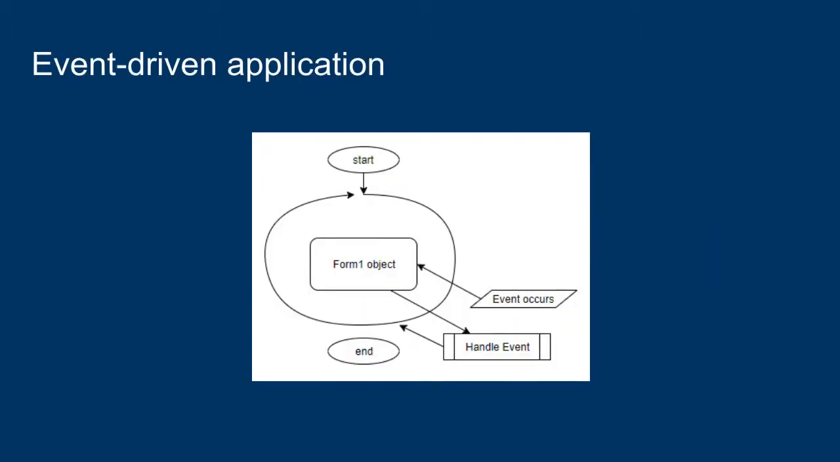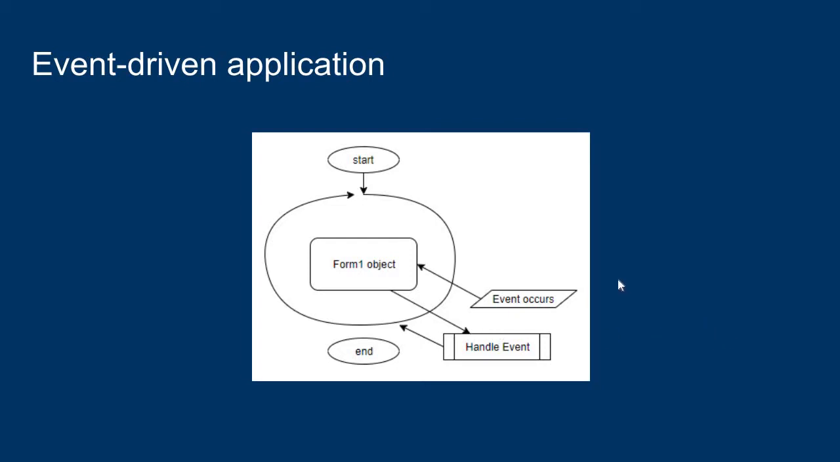In the previous video, we talked about event-driven applications, and how when the application begins, the program creates a Form 1 object that persists inside this infinite application loop. The form object is going to listen for events to occur. When an event occurs, our form will handle that event and then go back to listening. That's kind of the way our application runs.